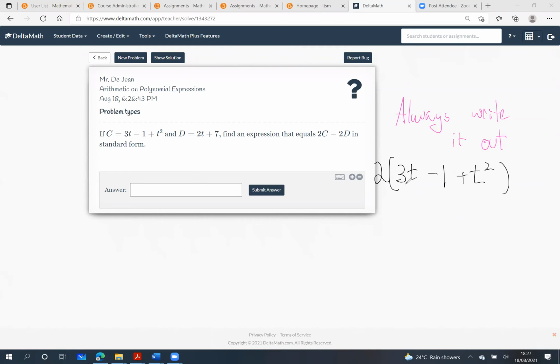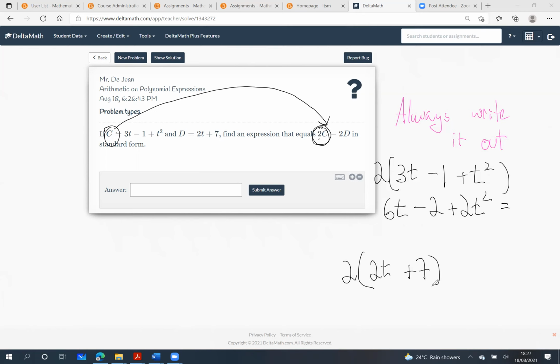So what do we have here? 3 times 2, 6t. Remember, I'm doing the term c into the equation. 6t minus 2 plus 2t squared. That's going to equal c, the first part that we have. And we're going to have to subtract that from 2 brackets 2t plus 7. So we have 4t and 14.